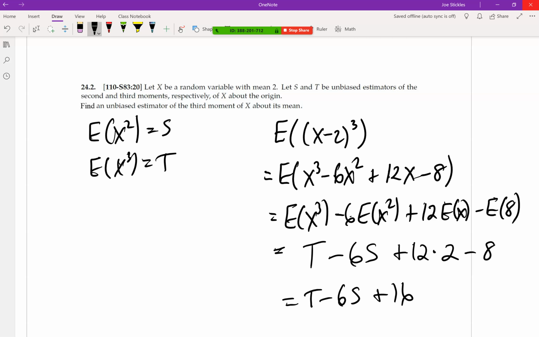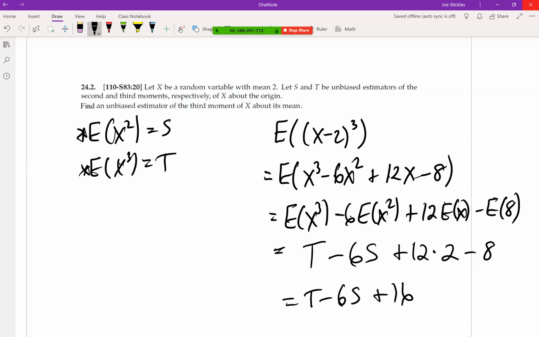Like I said, this problem had a lot of words to it, but I just wanted you to play around with the idea of getting the estimators. So if s and t are unbiased estimators of the second and third moments, that's where we got the equations over here on the left. Now notice what the form of the equations look like. Expected value of x squared equals s. That's what it means to be an unbiased estimator: when you do the expected value, you get whatever the estimator is that you're trying to find.